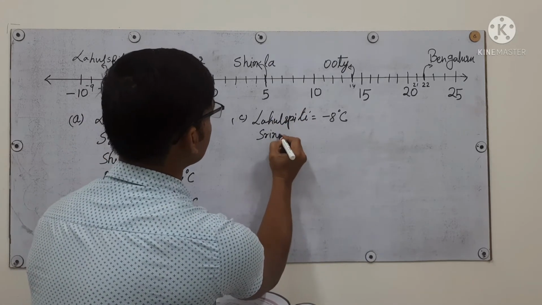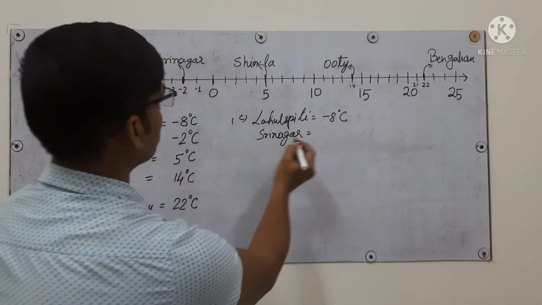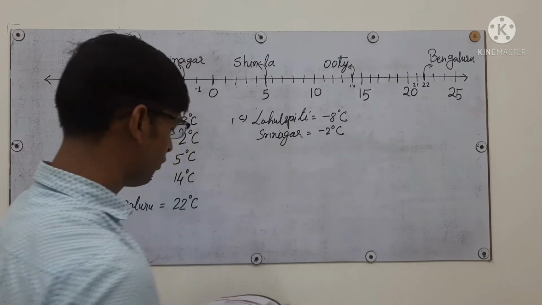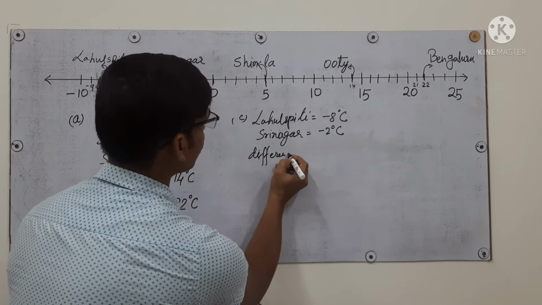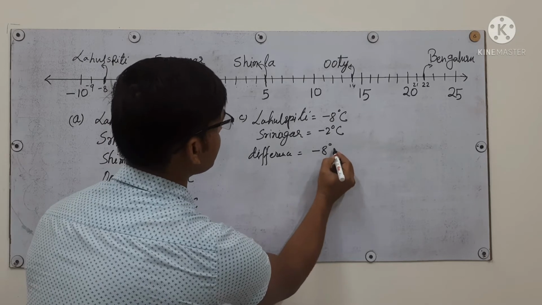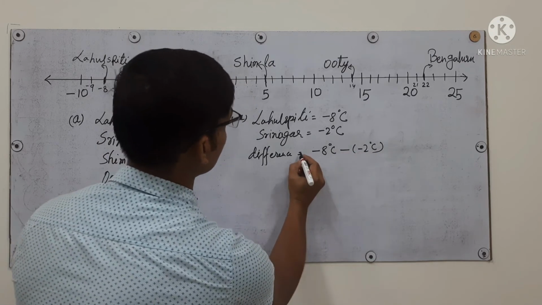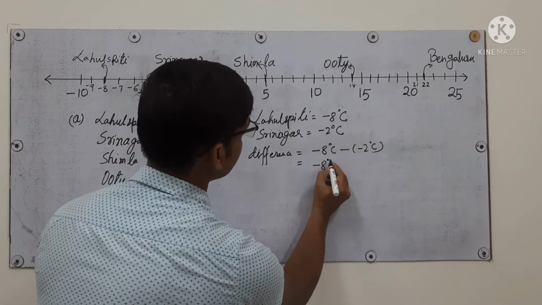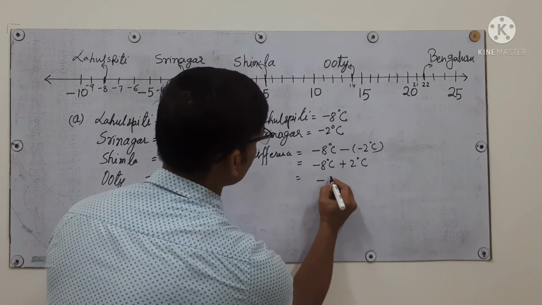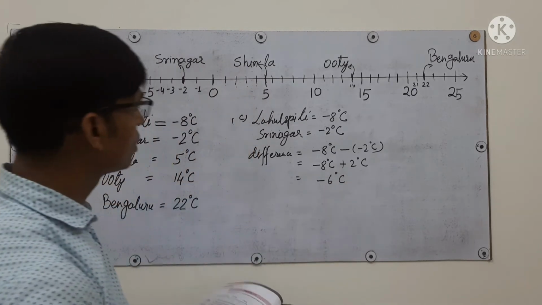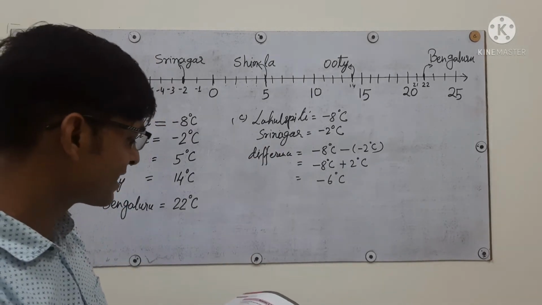So the temperature of Srinagar is -2 degrees Celsius, and we have to find the difference between them. So what will be the difference? We can easily solve. -8 degrees Celsius and Srinagar -2 degrees Celsius. So the difference will be -8 degrees Celsius and minus will be plus, so it will be 2 degrees Celsius, that is -6 degrees Celsius. So it is very easy. From here we can find the difference between Lahul Spiti and Srinagar is -6 degrees Celsius.